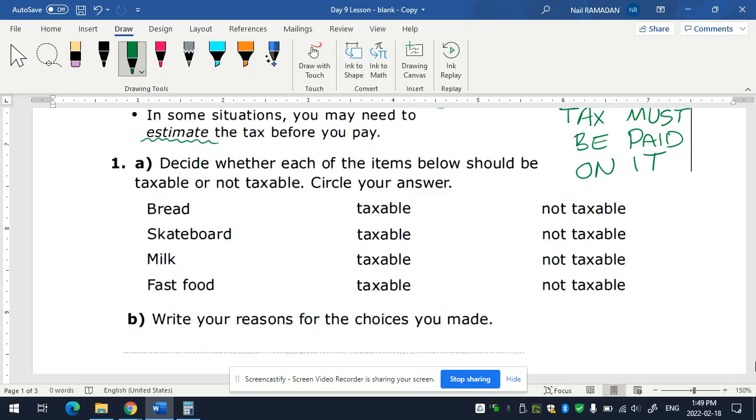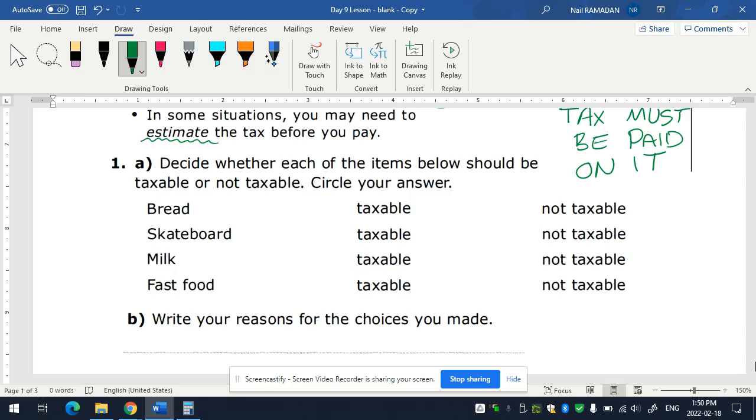Taxable? Why? Probably because it's expensive. Not just that, it's not a necessity. What we call the luxury items, okay? Bread, we need to live. Milk, I guess that goes like bread. Necessity of life. Fast food. Yes. Oh, you know the debate always.